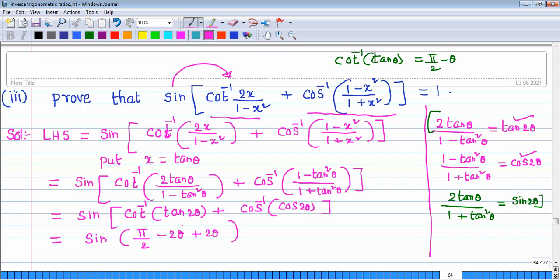Now minus 2 theta plus 2 theta cancel. We have sine pi by 2, that is sine 90, whose value is 1. We needed to prove 1. Yes, this is the RHS. Hence it is proved. It's clear? Yes, sir. So this is not cos inverse, this is cot inverse. You remember. This formula we need to remember.